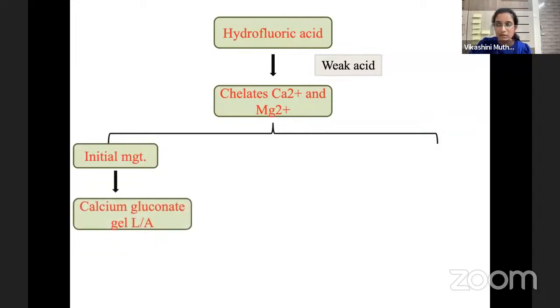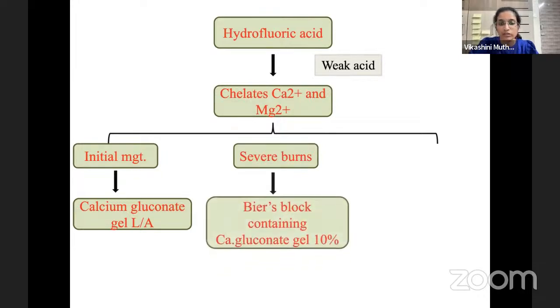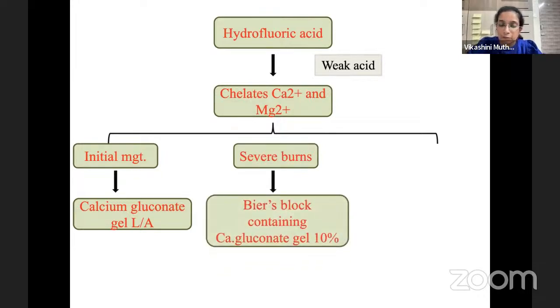If the burns are very mild or superficial, then you need to treat with local application of calcium gluconate gel. But if there are severe burns, especially involving the extremities, like the upper or lower limb, then you can go for a Bier's block that contains 10% calcium gluconate. Bier's block is nothing but intravenous regional anesthesia. You inject the regional anesthesia and tie a tourniquet so that it prevents the drug from being disseminated systemically.